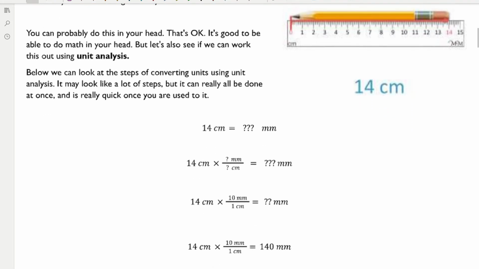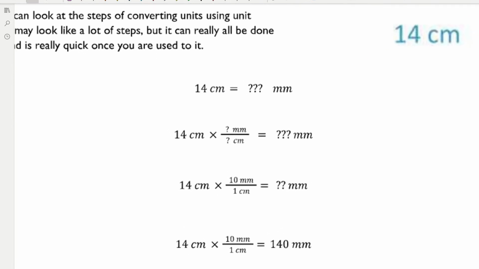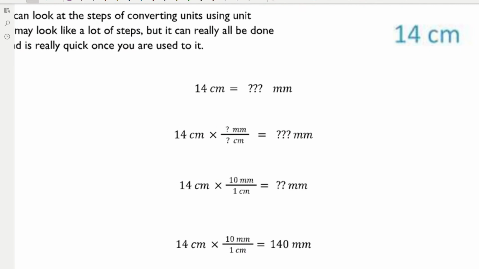And the idea with that is, if we have 14 centimeters and we're not sure how many millimeters that is, we know that centimeters and millimeters have a relationship. There's a relationship between how many centimeters long something is and how many millimeters long it is. And we can use that relationship to answer this question. So what we can say is that I know my object is 14 centimeters long, but I don't want to know how many centimeters long it is. I want to know how many millimeters long it is.